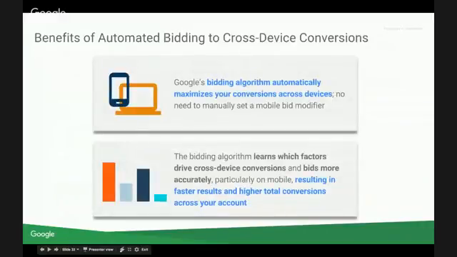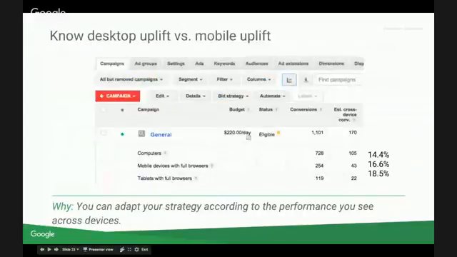So we have 2 major benefits of automated bidding to cross-device conversions. The first one is that Google's bidding algorithm automatically maximizes your conversions across devices. No need to manually set a mobile bid modifier. And the second one is that the bidding algorithm learns which factors drive cross-device conversions and bids more accurately, particularly on mobile, resulting in faster results and higher total conversions across your accounts.